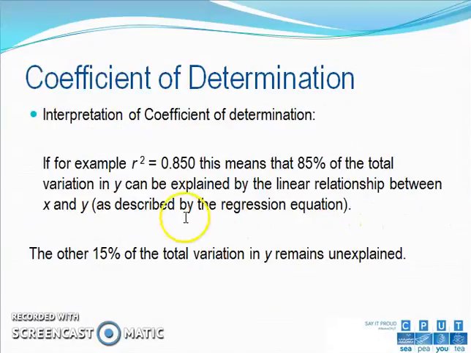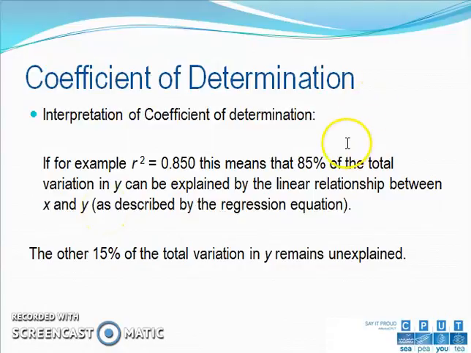And so how do we interpret that? If my R squared, or my coefficient of determination, is something like 0.850, okay? Remember, that has got to be between 0 and 1. So it can't be a negative value, and it also can't be greater than 1. But that means that 85%, and you see, you times that by 100 to give you that 85%, of the total variation that we can see in Y as a result of X.